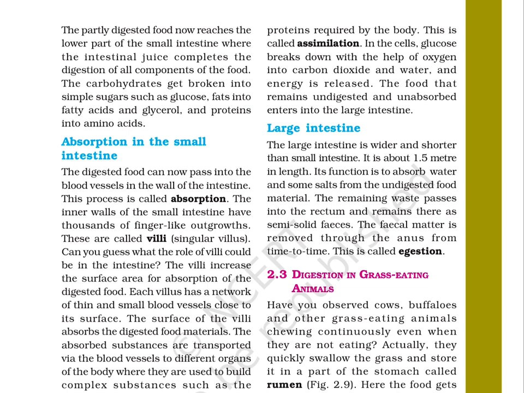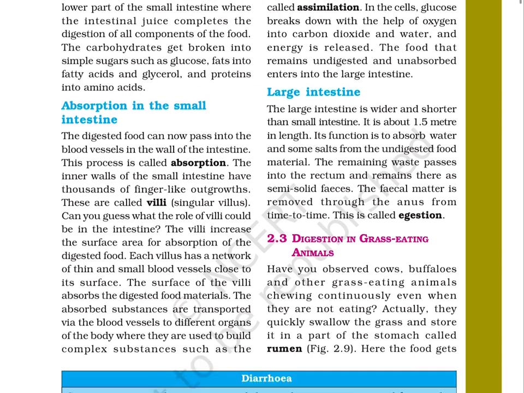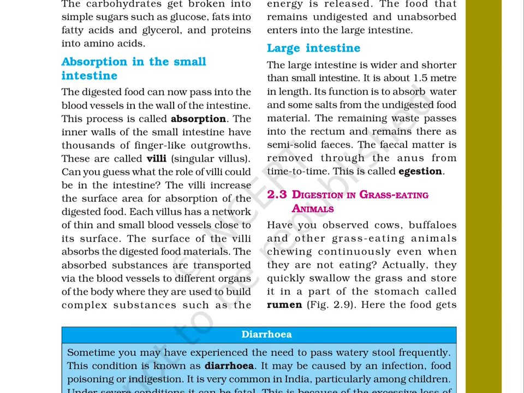The digested food can now pass into the blood vessels in the wall of the intestine. This process is called absorption. The inner walls of the small intestine have thousands of finger-like outgrowths. These are called villi, or in the singular form, villus. Can you guess what the role of villi could be in the intestine? The villi increase the surface area for absorption of the digested food.